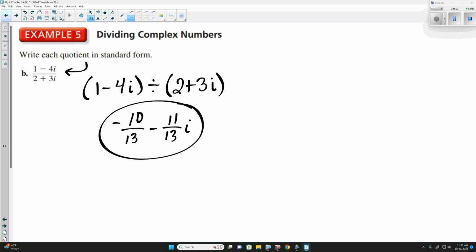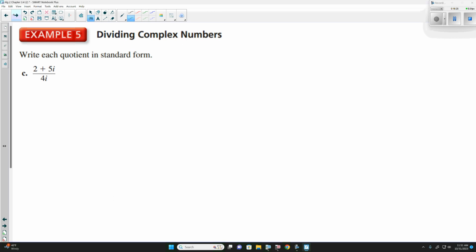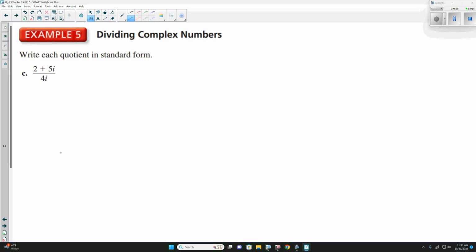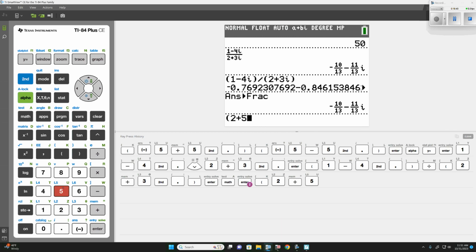Okay, let's look at another one. 2 plus 5i over 4i. So if we're doing this in the calculator, we would do parentheses and what first? Our 2 plus 5i. Close parentheses. Divided by, open parentheses, 4i. We may or may not need the parentheses around the 4i, but it's better to have it. Enter.